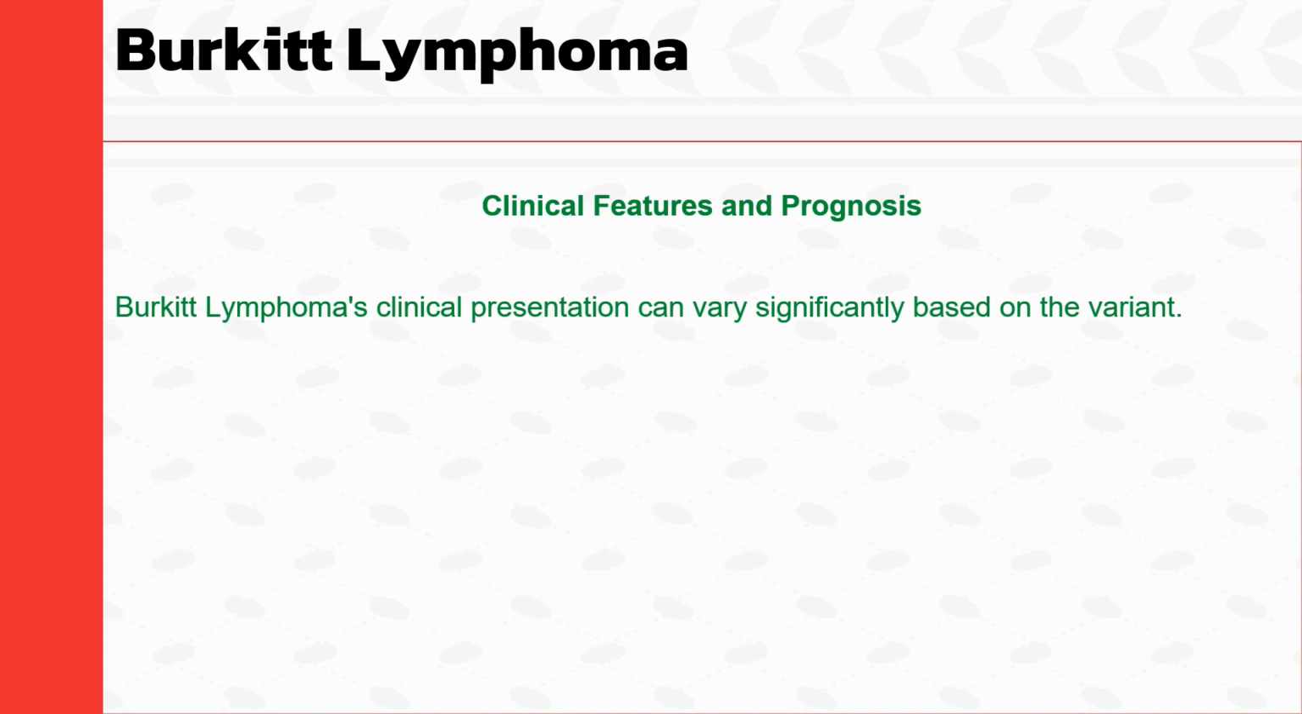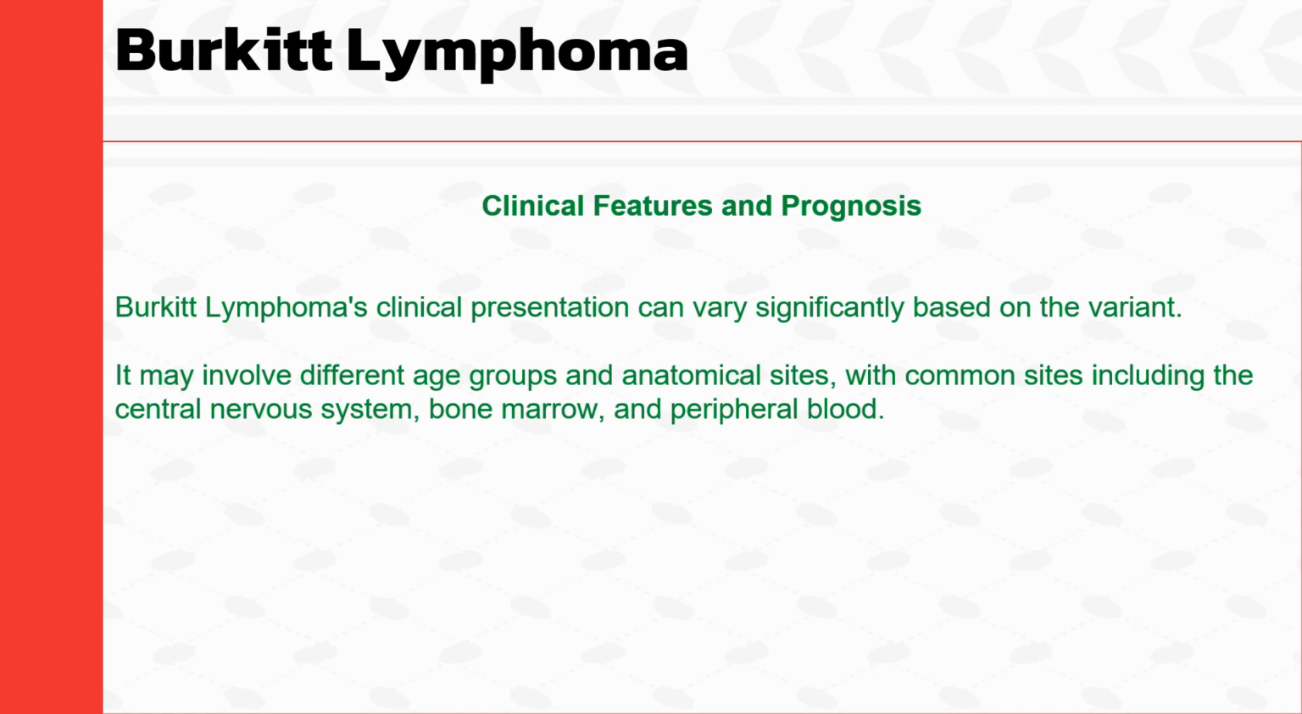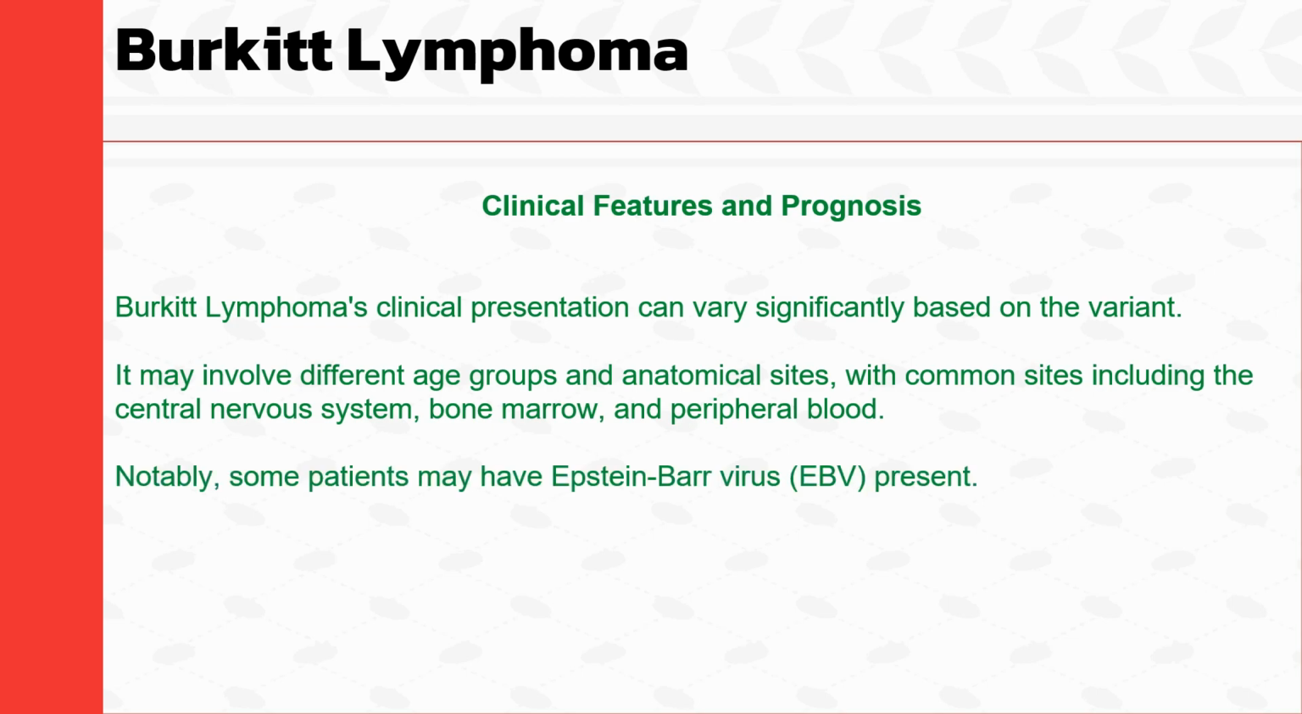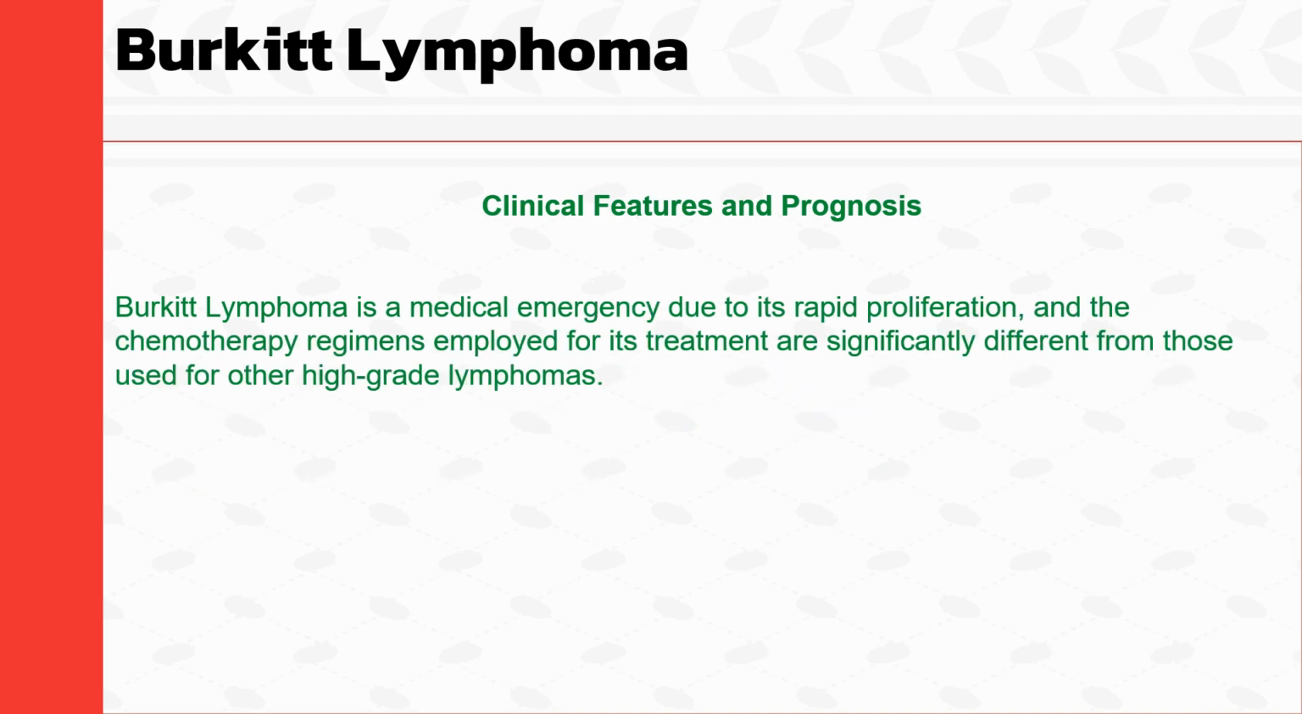Burkitt lymphoma's clinical presentation can vary significantly based on the variant. It may involve different age groups and anatomical sites, with common sites including the central nervous system, bone marrow, and peripheral blood. Notably, some patients may have Epstein-Barr virus, EBV, present. Burkitt lymphoma is a medical emergency due to its rapid proliferation, and the chemotherapy regimens employed for its treatment are significantly different from those used for other high-grade lymphomas.